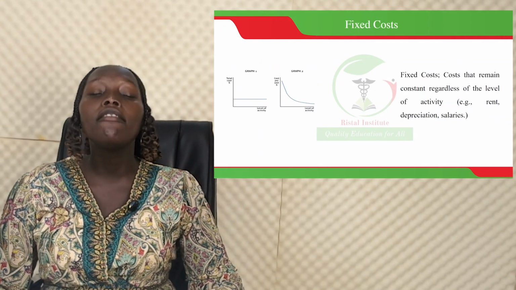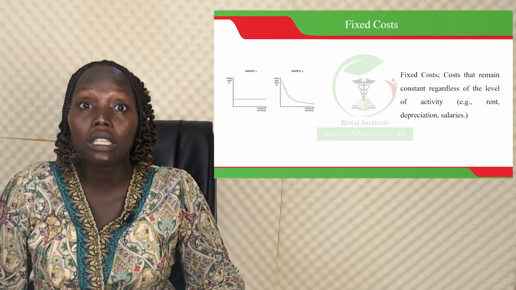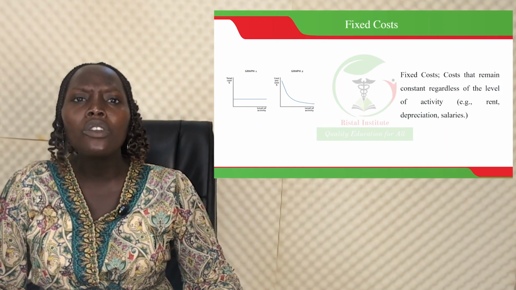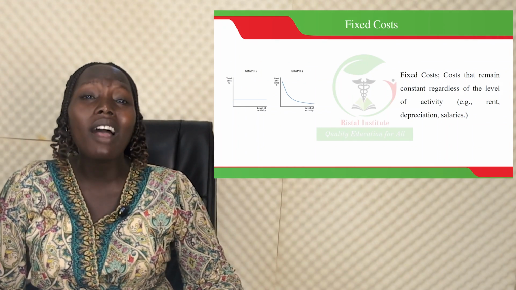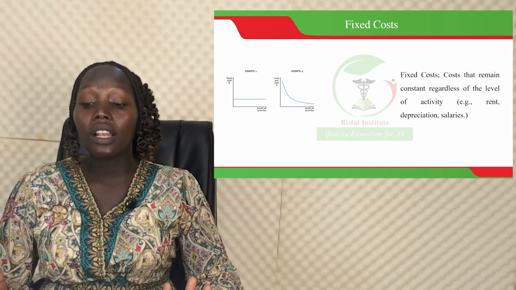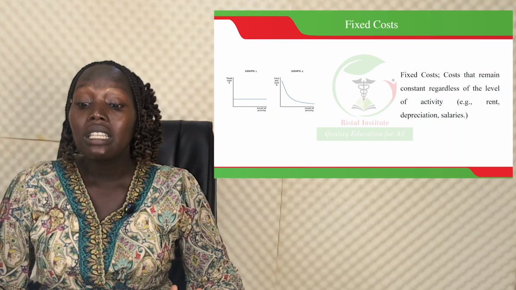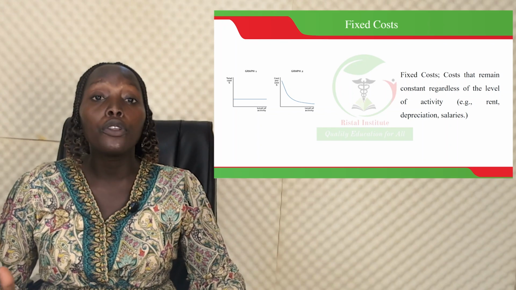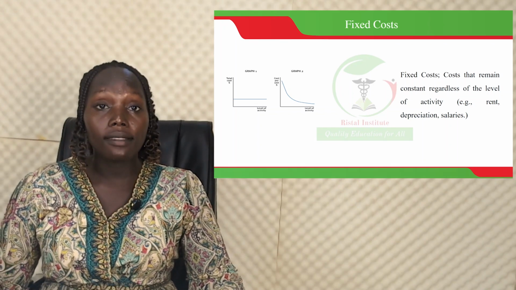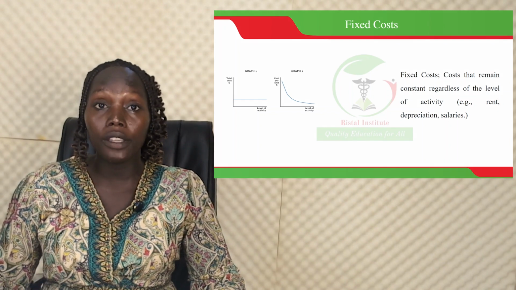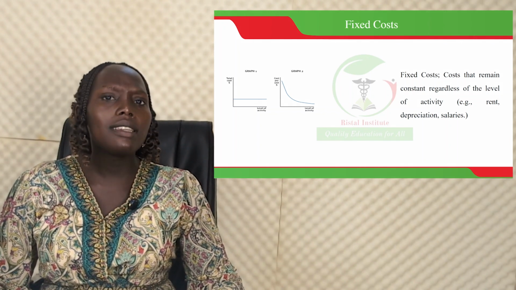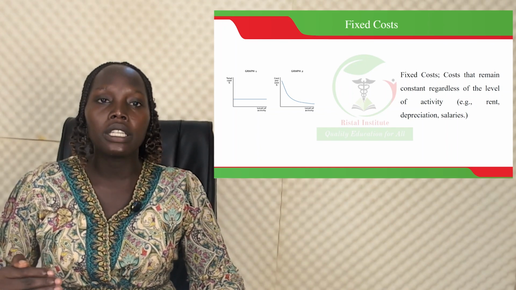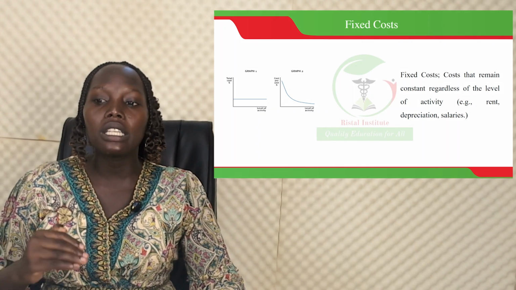And then we have what we call fixed costs. Fixed costs are the costs that remain constant regardless of the level of activities. For example, the rent, depreciation, or the salaries. If you employ employees in your business, it doesn't matter whether your business is making a lot of profit. The money that you've agreed in the contract, the pay scale, stays the same.